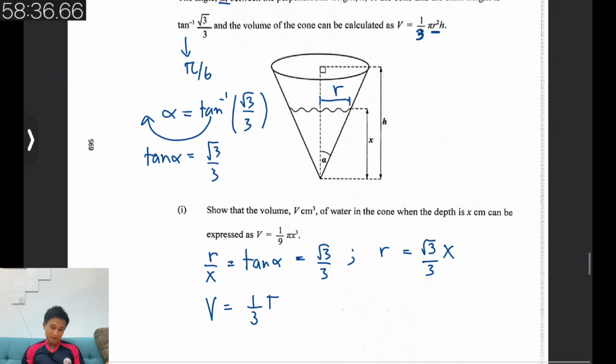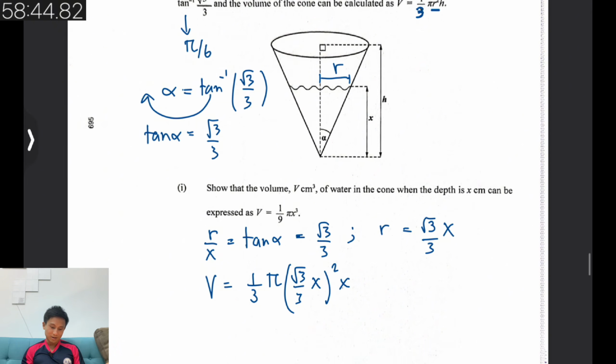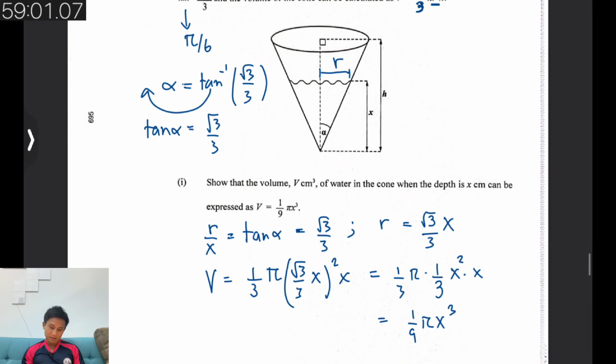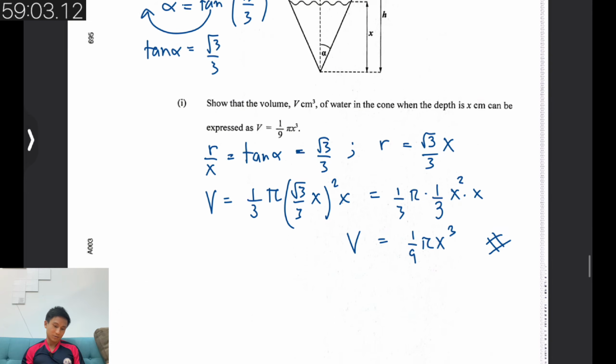1 over 3 pi, r is root 3 over 3 x, r squared. h is also x, right? Let's see. If we get to this formula, then we are fine, right? So that's going to be 1/3 pi, that's basically 1 over 3 there, x squared times x. Yeah, we get what they want. So that was a typo. Yeah, as required. Okay.